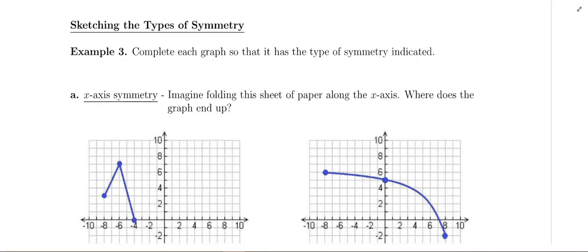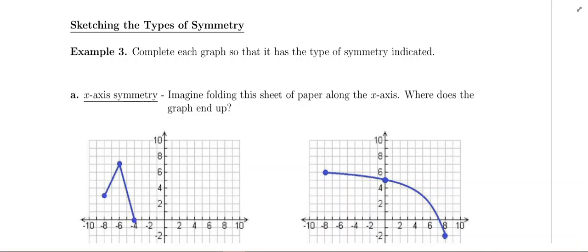The second half of this section deals with symmetry. So just like when we studied x and y intercepts, we first learned how to identify them from a graph, and then we changed gears and developed a procedure to find intercepts algebraically. When we work with symmetry now, it will work in a similar fashion. We're first going to study symmetry graphically, and then we will develop a procedure for analyzing symmetry from an algebraic perspective. So in example 3, we are going to learn how to sketch the types of symmetry.